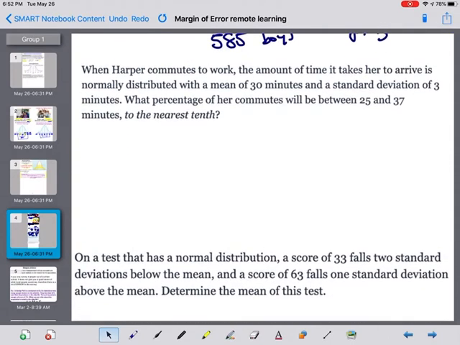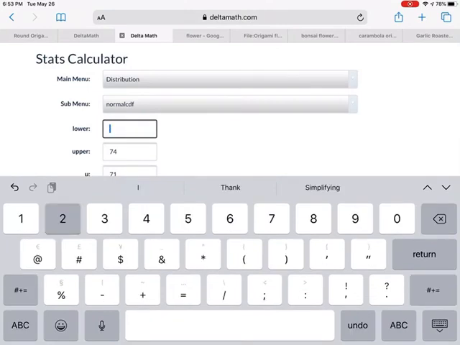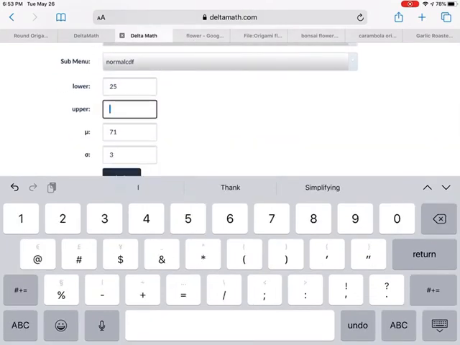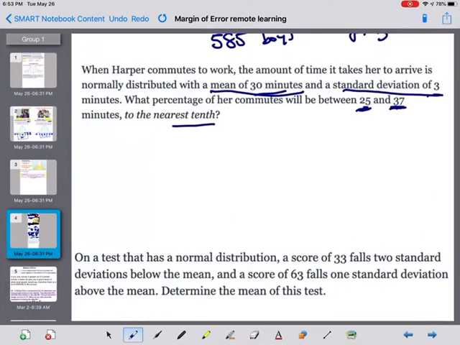When Harper commutes to work, the amount of time it takes for her to arrive is normally distributed with a mean of 30 minutes, standard deviation of 3. What percentage will be between these two numbers? So again, we're just going to use the calculator. Lower is 25, upper 37, mean 30, and standard deviation 3, and then hit enter and round it to the nearest tenth when you convert it to a percent. So 25, 37, 30, and 3.